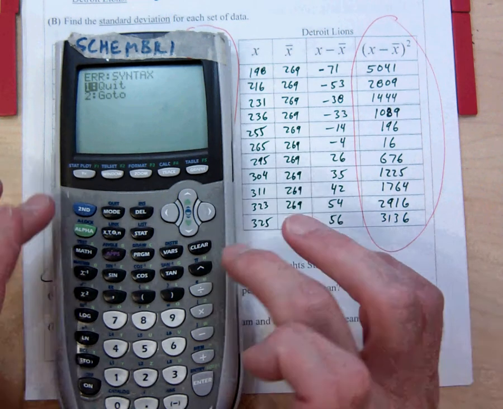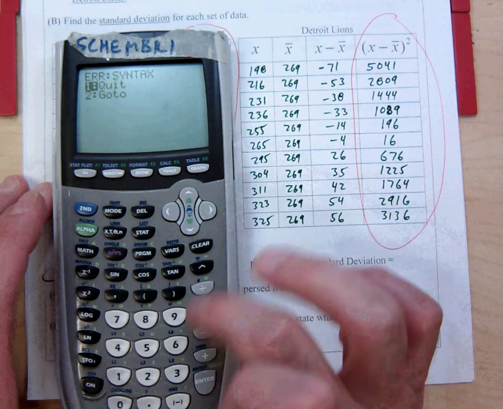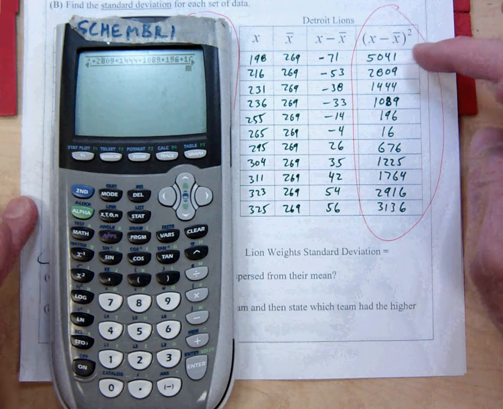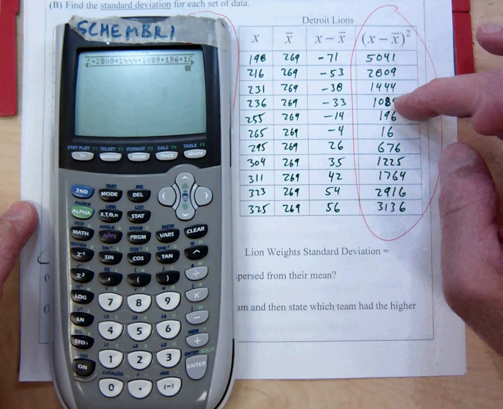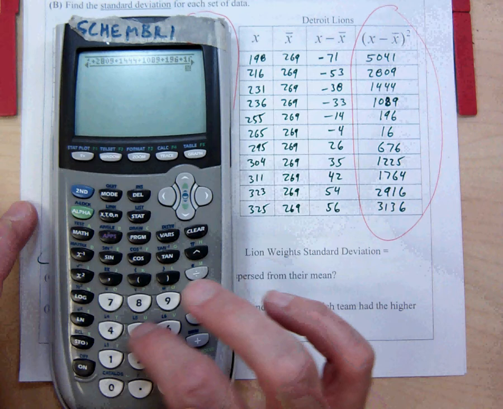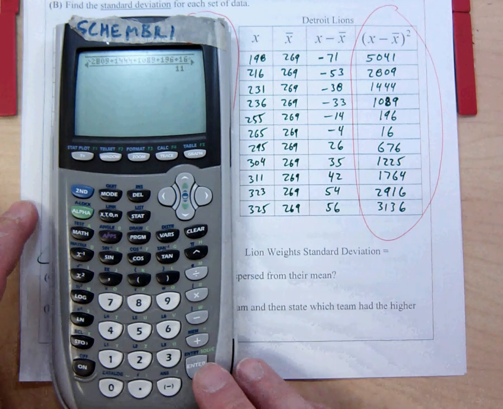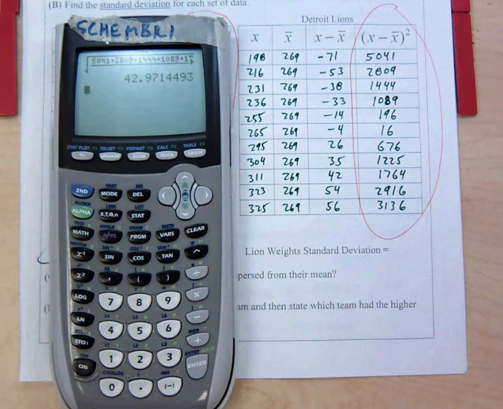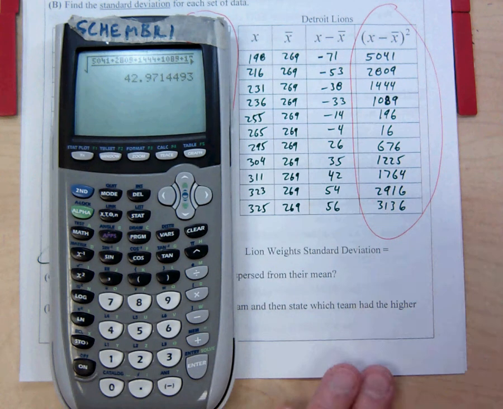Whoa. Oh, I know what happened. I forgot something. I forgot to divide by the number of players. How many players are there for the Lions? 1, 2, 3, 4... 11. Okay, 11. So I forgot to divide by 11. All right, did everybody get that for the standard deviation for the Lions players? Yes? Okay.